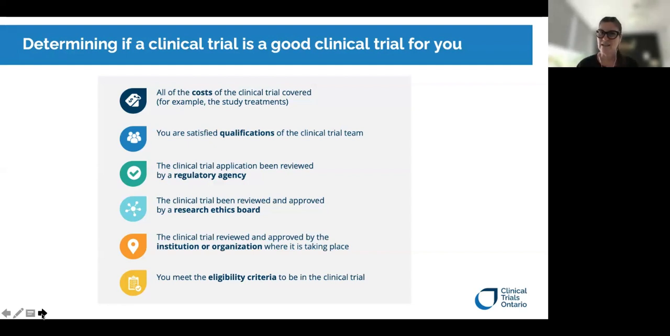The other thing, though, is even if you're satisfied with those things, you have to meet what's called the eligibility criteria to be in the clinical trial. And we're going to go over that a little bit next. And that's kind of like, I hate to call it the qualifications, but it's kind of the list of things that you need to have to be able to participate in the study. And that's been set out to really design the study well.